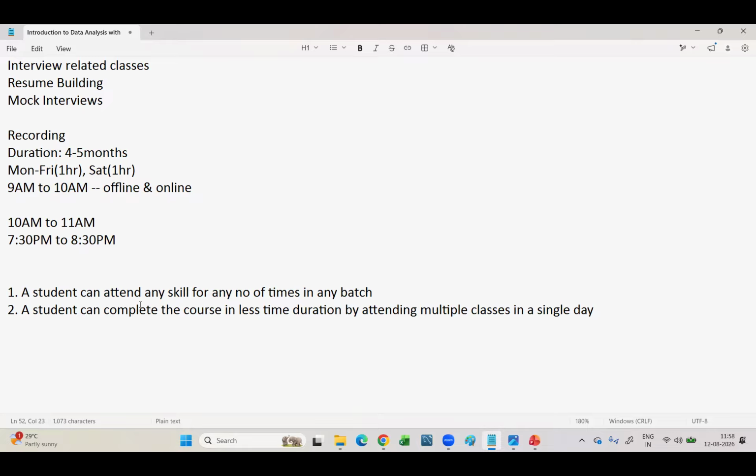If you're online, also not a problem. Every student is equal, as I mentioned, content and everything. There will be no difference between offline and online. Some days you can come for offline, some days you can attend online also. It's like a hybrid model. These types of things we are providing.